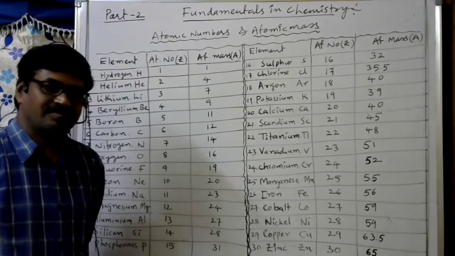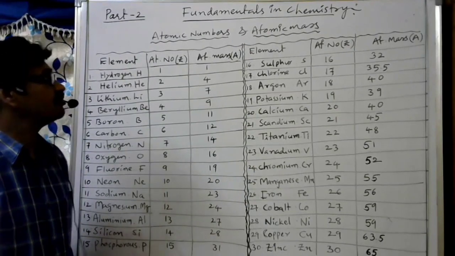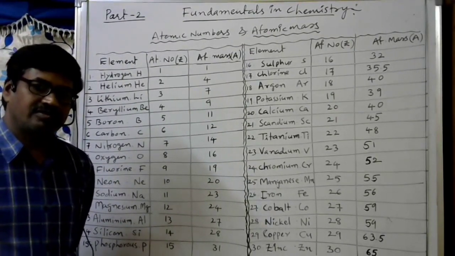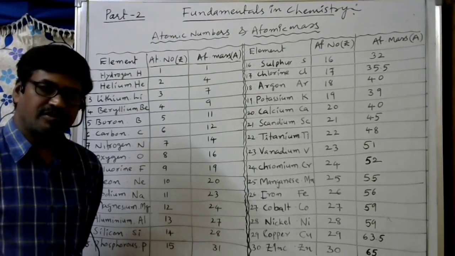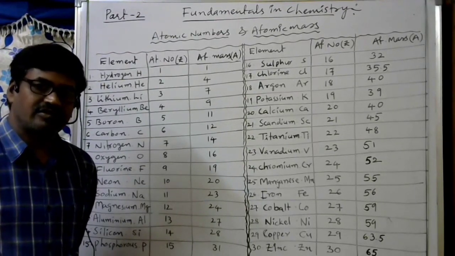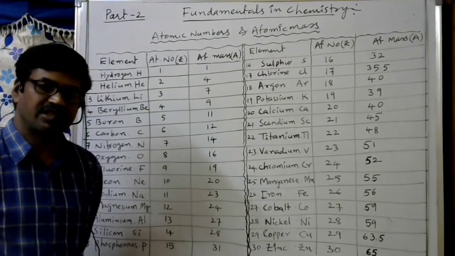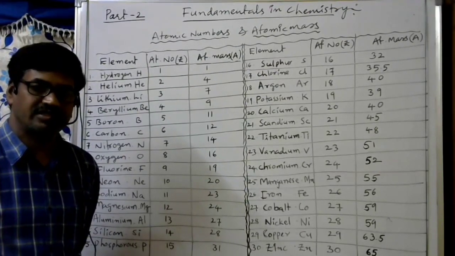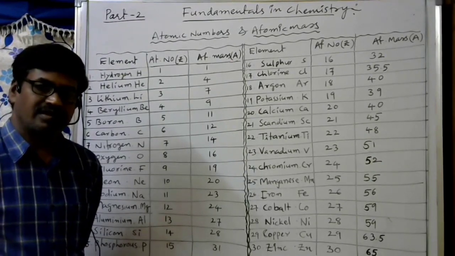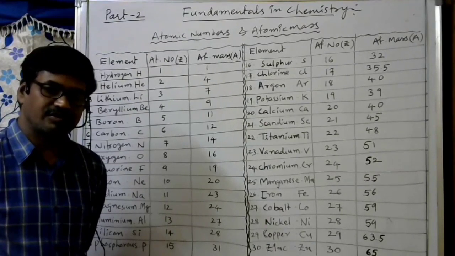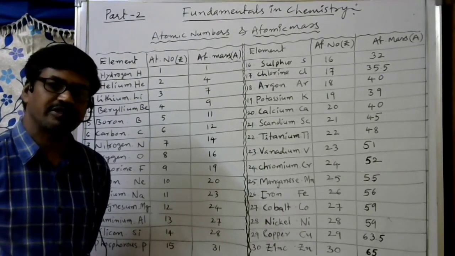Hi everyone. In the last session, we discussed some fundamentals in chemistry related to the properties of fundamental particles like electron, proton, and neutron: their mass value, charge value, and specific charge value. All these we discussed in the last class, and we also discussed atomic number and atomic mass number. I gave one example with respect to sodium.